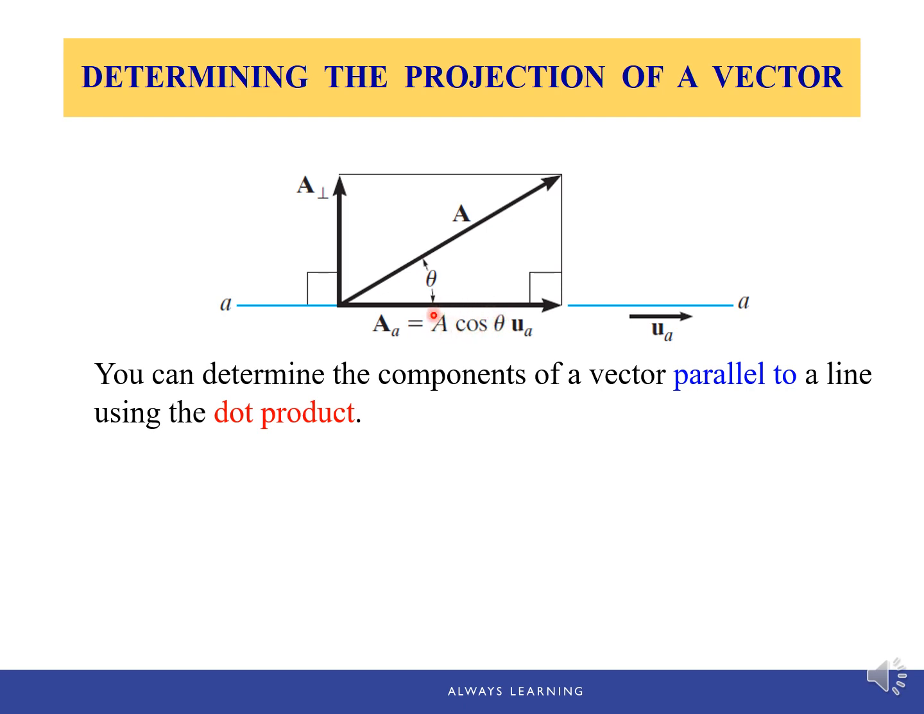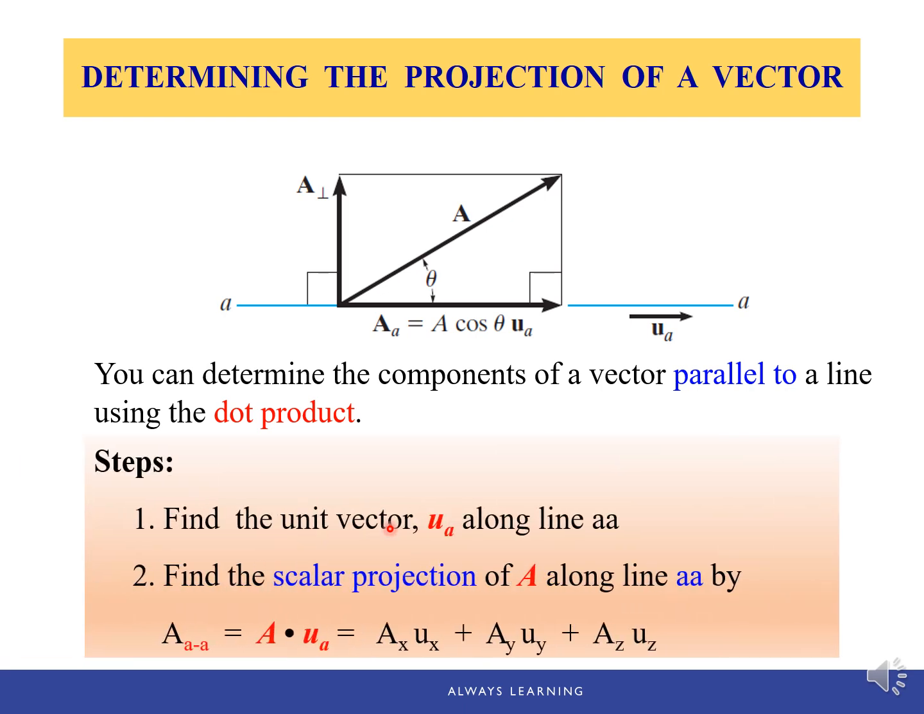But we can also get the same result by using the dot product if the theta angle is not available. So the steps we're going to take will be, first, we need to find a unit vector u_A hat along the line AA if it's not given.